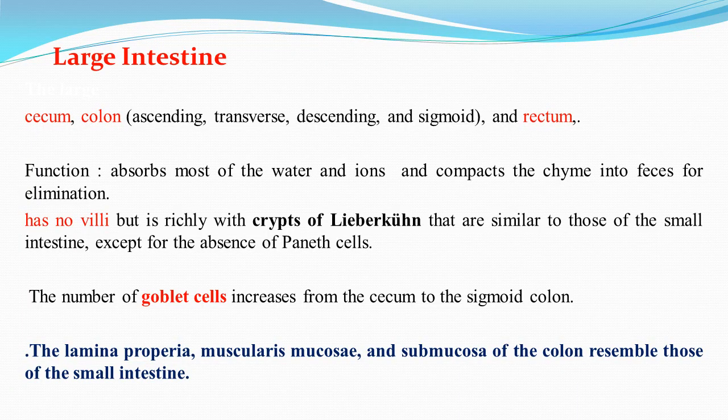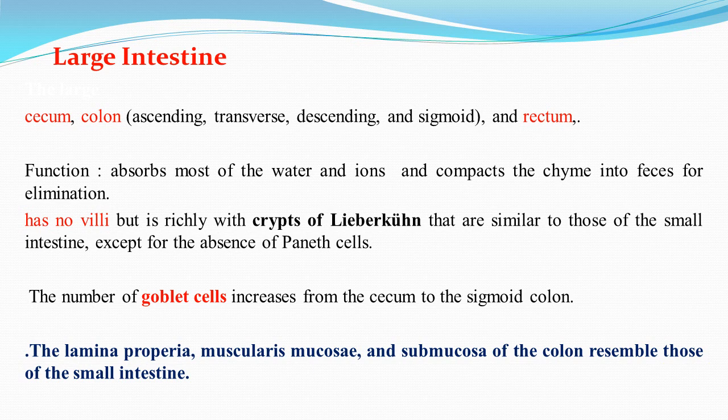The large intestine. The large intestine in a human consists of the cecum, colon (ascending, transverse, descending, and sigmoid colon), and finally the rectum. The function of the large intestine is to absorb most of the water and ions and compact the chyme into feces for elimination.